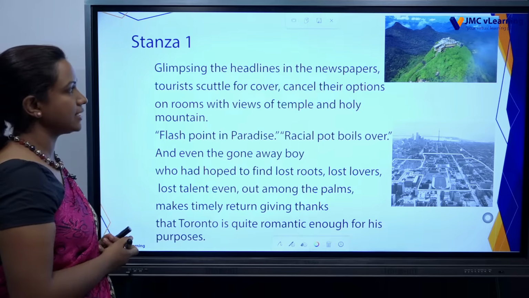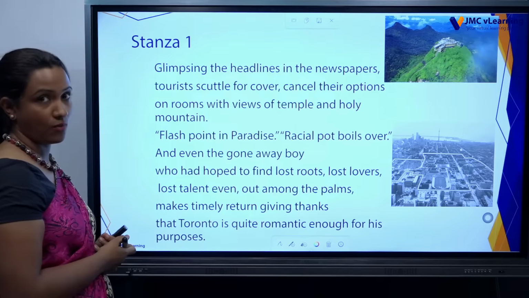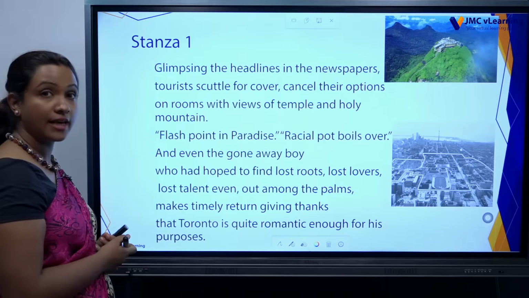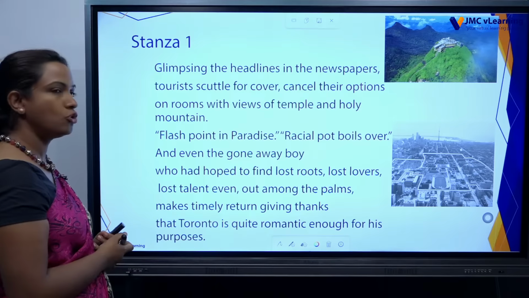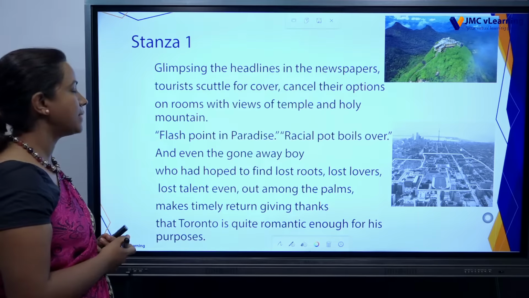Glimpsing the headlines in the newspapers, tourists scuttle for cover, cancel their options on rooms with views of temple and holy mountain.